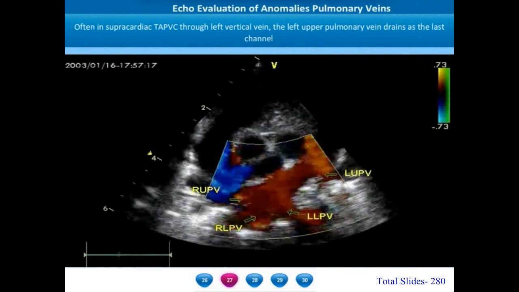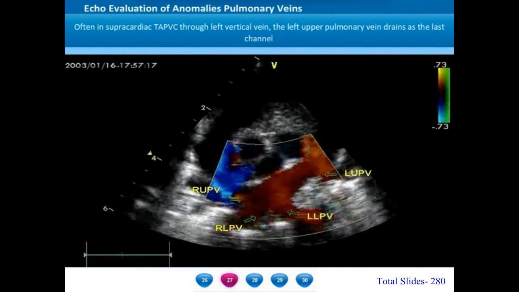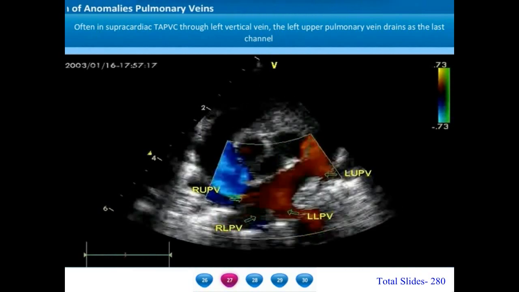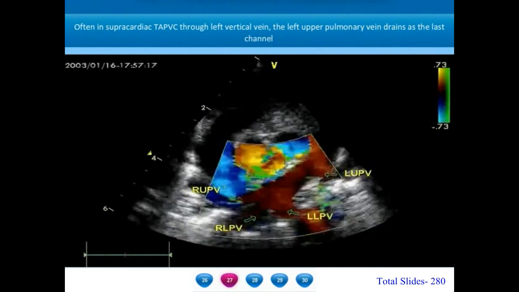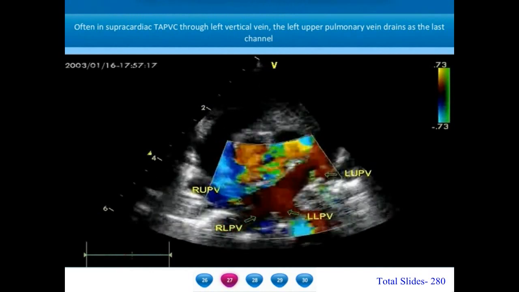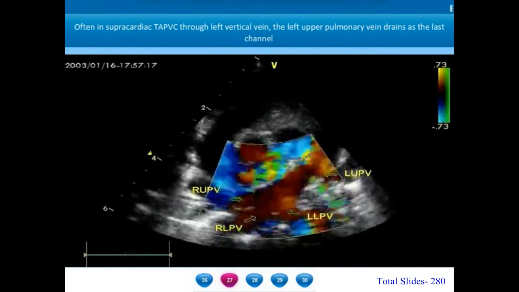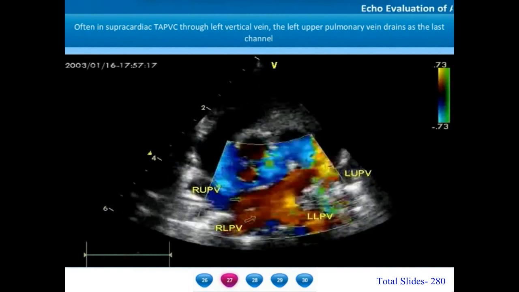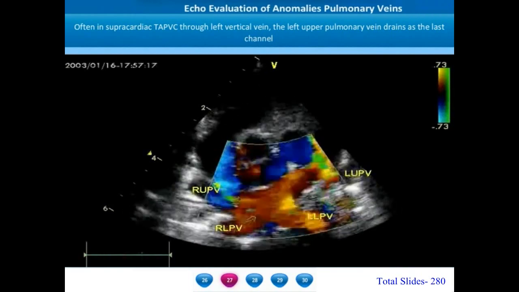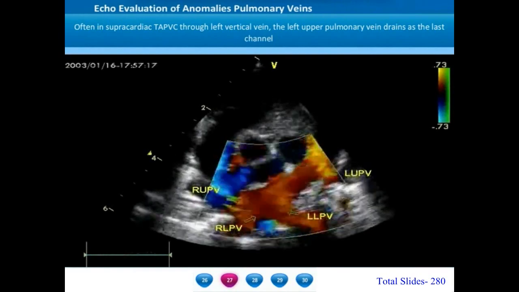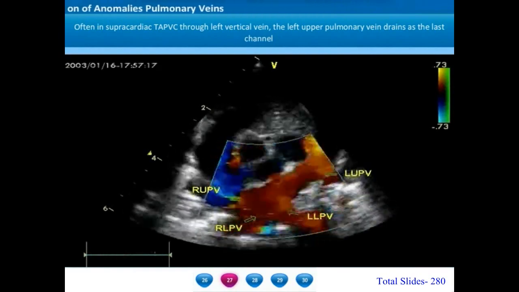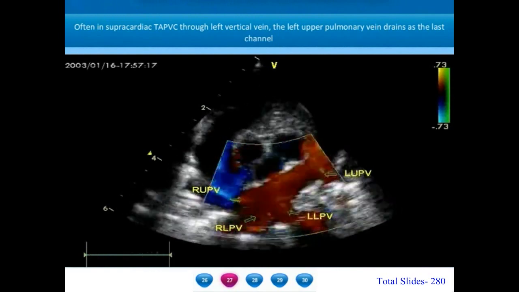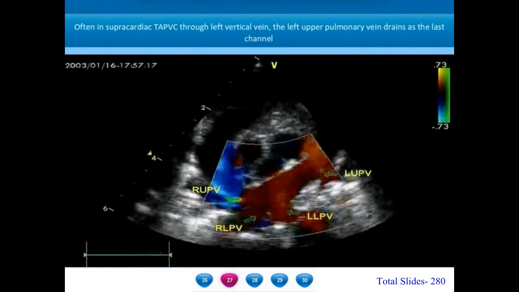In almost all patients with supracardiac TAPVC of this type, you can see the left upper pulmonary vein draining as the last venous channel almost into the left vertical vein itself. Once again, notice that the descending thoracic aorta is seen as a blue systolic flashing round dot, and we need to identify that very clearly. The veins that drain on the left side of this descending thoracic aorta represent the left pulmonary veins, and the veins that drain to the right of it refer to the right pulmonary veins.